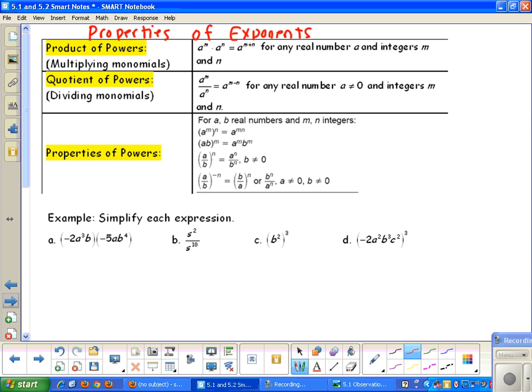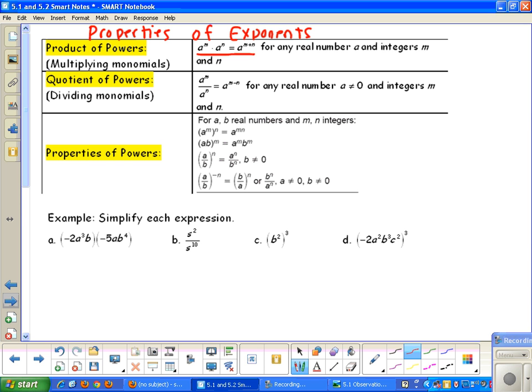Now, it is really important that you understand these properties because we're going to be using them a lot, and we'll also use them throughout the rest of the year. So we've already talked about the product of powers. When you multiply two things with the same base, you add the exponents together. We've already said this right here.